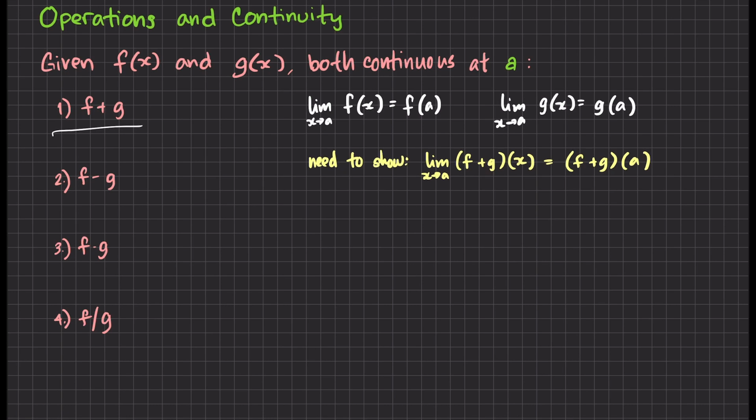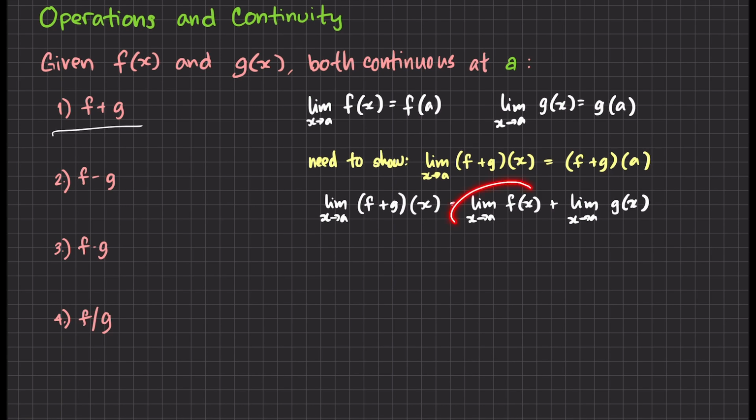Now, if we go back to our limit theorems, ang limit as x approaches a ni f plus g of x ay equal sa sum ng limits as x approaches a ng f at nung limit as x approaches a ng g. Pero based dun sa nakita natin earlier, yung limit ng f of x as x approaches a at yung limit ng g of x as x approaches a, since they're both continuous at a, ay f of a at g of a respectively. At si f of a plus g of a, pwede natin siyang isulat na f plus g of a.